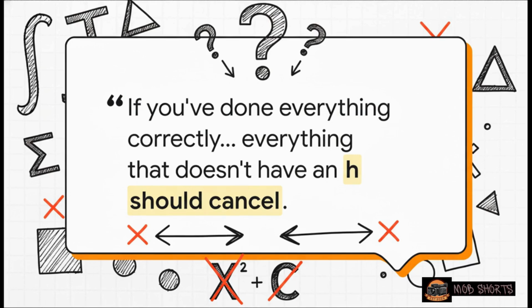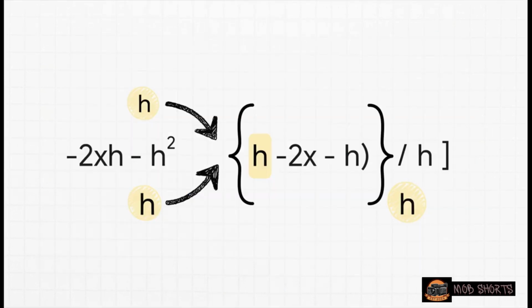As you're simplifying that numerator, if you have any term left over that doesn't have an h attached to it, that is your giant red flag to stop and go check your algebra. Something went wrong. Okay, our check worked, so we know we're on the right track. Now it's time for step 5, factoring out that h. We can pull a common h out of both terms on the top, which leaves us with h times the quantity minus 2x minus h.